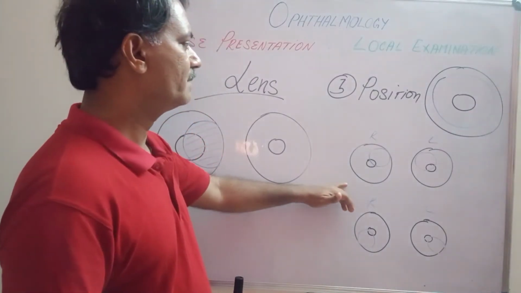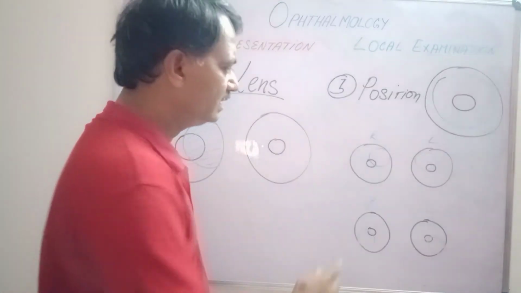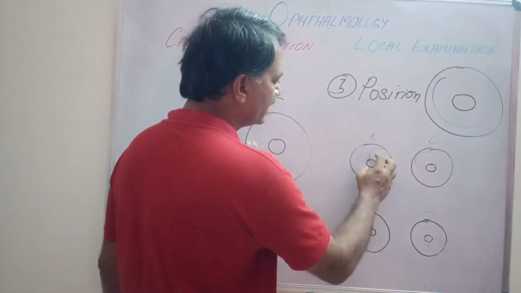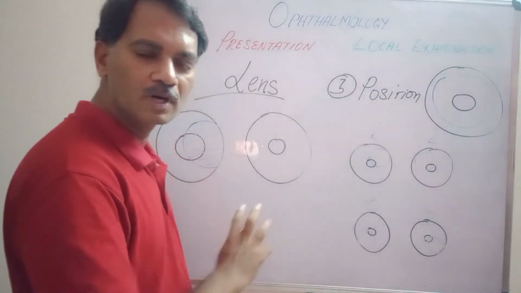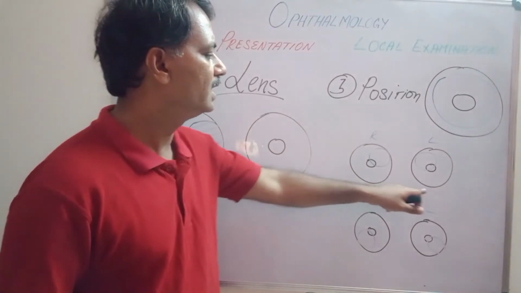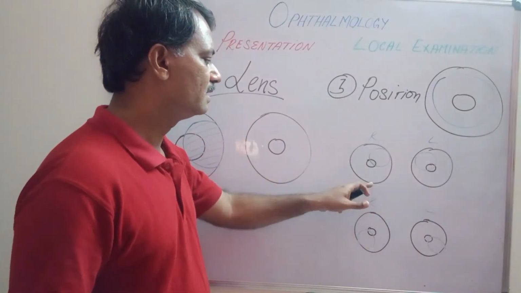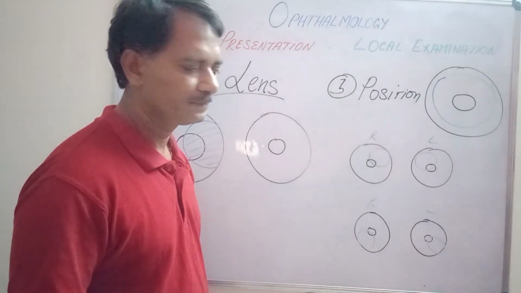The first example is Marfan syndrome. Here you can see the lens is dislocated upwards and towards the nose, upwards and nasal. This is Marfan syndrome. It will be present in both the eyes. You will see the margin of the lens in the pupillary area.